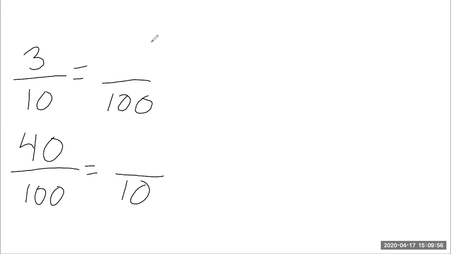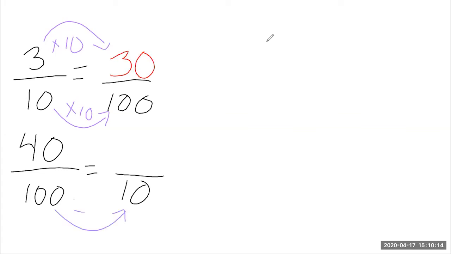All right. Hopefully you paused it, gave yourself a chance to try it. So on this one, I know that 10 times 10 gives me 100. And if I do it to the bottom, I do it to the top. And my new numerator should be 30. For the second one, this time I'm dividing by 10. And if you do it to the bottom, you do it to the top. Shortcut, I know that dividing by 10 means get rid of a 0. So I'm going to get rid of a 0. I'm actually left with the answer 4 tenths.